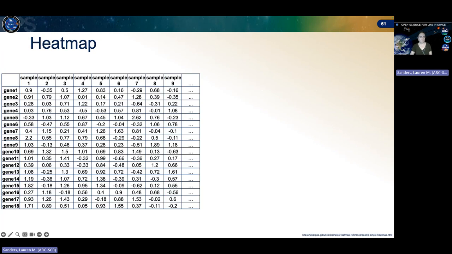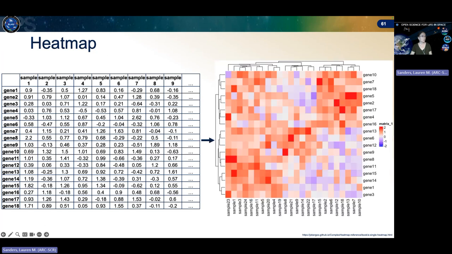Heat map, one of my favorite visualizations, is where you take a numerical matrix. Here I've got samples as columns and genes as rows. And you turn it into a matrix where each of the values is preserved in its location in the matrix, but the actual expression value is color coded, which is why it's called a heat map. Red corresponds to high values, and blue corresponds to low values, so kind of like hot and cold.